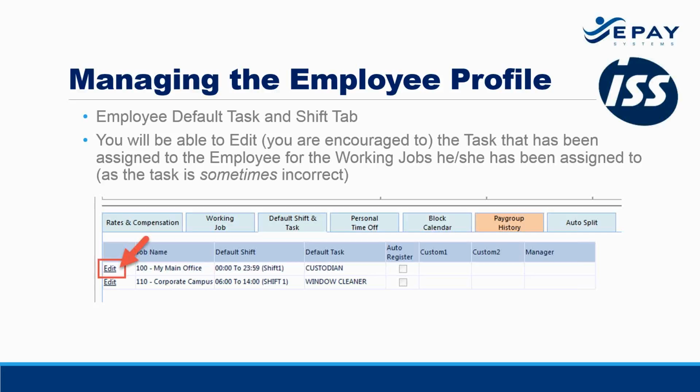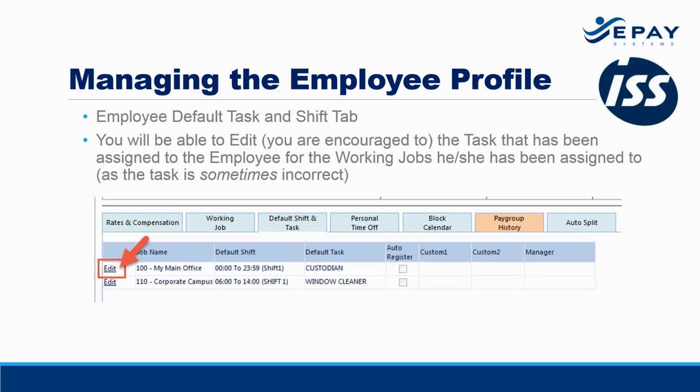Obviously, if you have an employee that has 20 working jobs, then when you go over to that default shift and task tab, you're going to have 20 lines of 20 default shifts, one for each job, and 20 different tasks. Hopefully, they're not all different, but 20 tasks, one for each job as well.